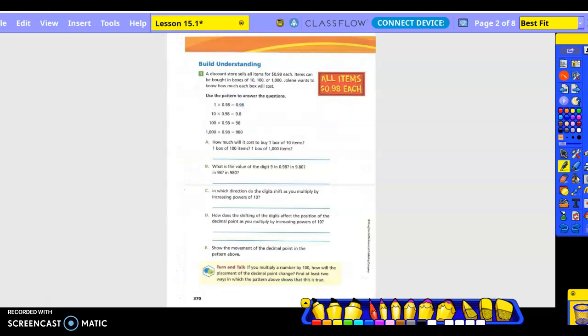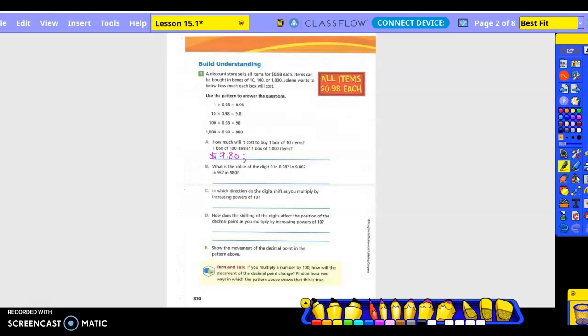Build understanding. A discount store sells all items for 98 cents each. Items can be bought in boxes of 10, 100, or 1,000. Julie wants to know how much each box will cost. Use the pattern to answer the question. How much will it cost to buy one box of 10 items? So how much would it cost? $9.80, because with money we have to have how many places after the decimal?